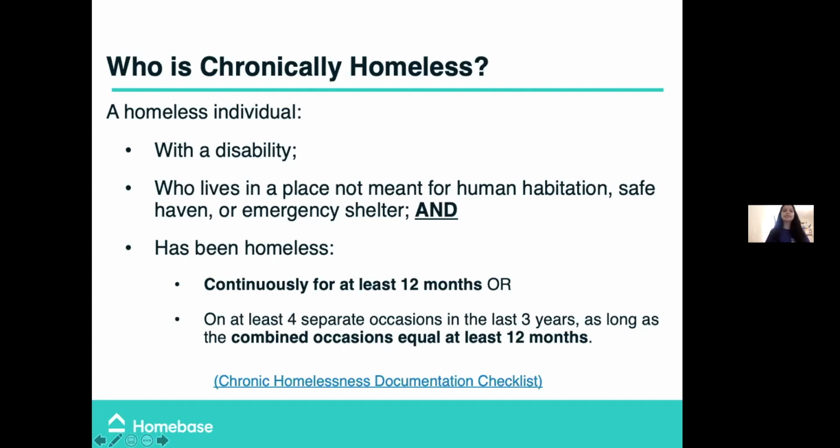Now you'll note I said a person who lives in streets or shelter, and I'm using this as shorthand. And I'll continue to be using this shorthand throughout the training. But what I mean by this is someone who lives either in a safe haven, an emergency shelter, or a place not meant for human habitation. And a place not meant for human habitation can include a car, a park, an abandoned building, a bus, train station, or airport, or a camping ground or encampment.